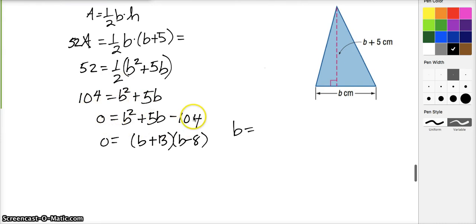We solve quadratics by moving everything over to one side and factoring. The only answer that makes sense when I factor is that b has to equal 8, because the other would be b is equal to -13. So if b is equal to 8, then the height is equal to 13. And that's how you handle that one.